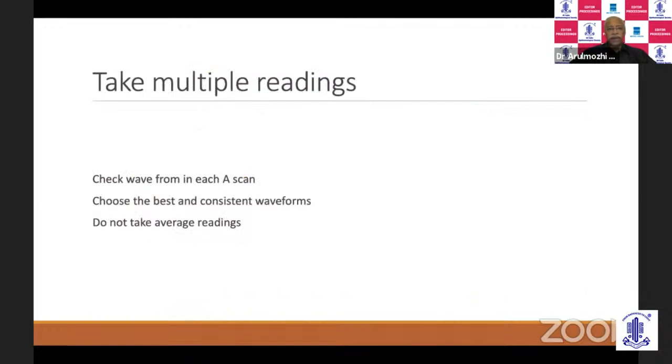Please take multiple readings. Check every waveform on the A-scan. Do not just blindly average. Choose the best and consistent waveforms. Remove the inconsistent and poor waveforms. After that, if you want to average, yes, you can average. You're better off taking probably 3 to 5 good waveform readings and then averaging them. But you have to be very sure that these axial lengths are very close to each other before you average them. Don't take outliers and average them.